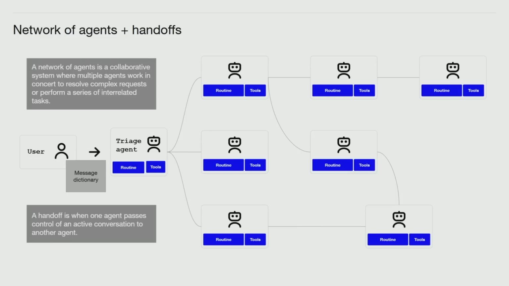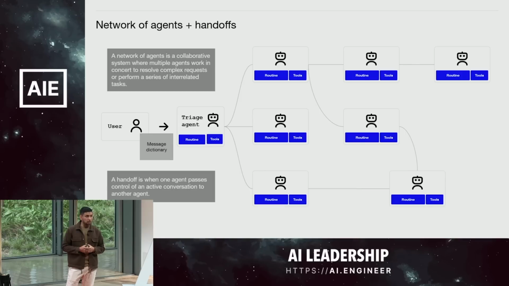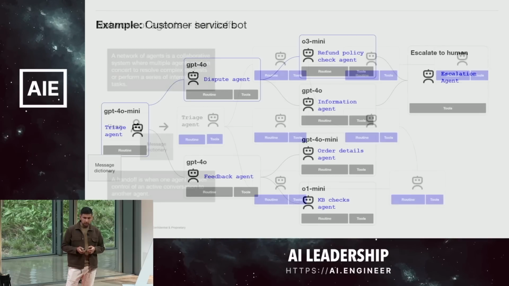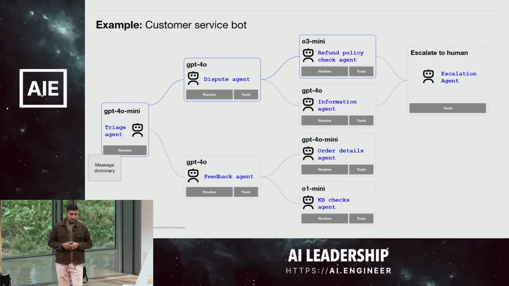On the topic of handoffs, you can think of these as the process by which one agent transfers control of an active conversation to another agent. It's pretty similar to how you get transferred to someone else on a phone call, except in this case, you can preserve your entire conversation history, and the new agent just magically knows everything you've talked about already. So let's see an example of this.